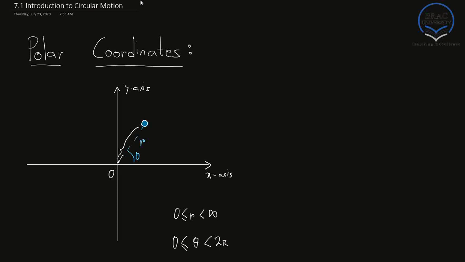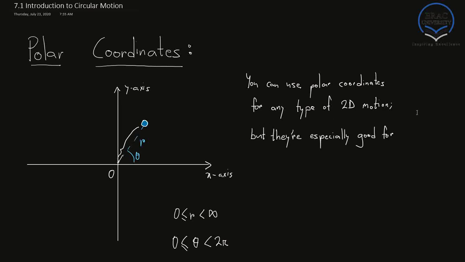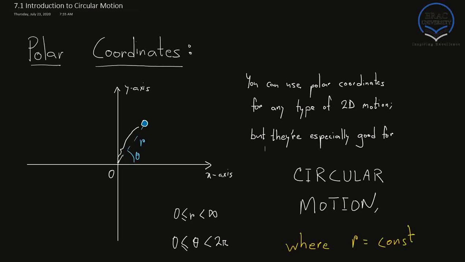Alright, so that means that you can actually use polar coordinates to describe any kind of two-dimensional motion. But it turns out that they're especially helpful if you have circular motion. What's circular motion? You have a particle that's rotating about a point in such a way that its distance from that point is always constant.